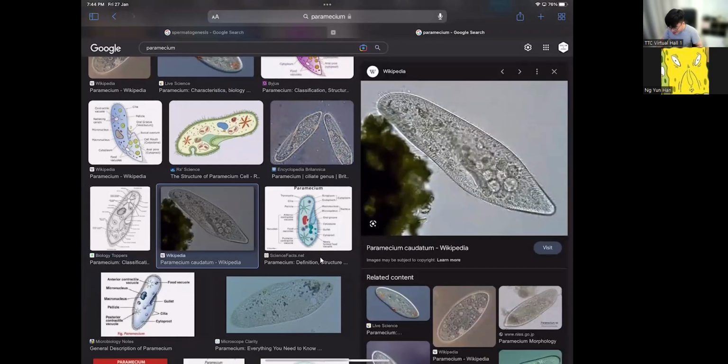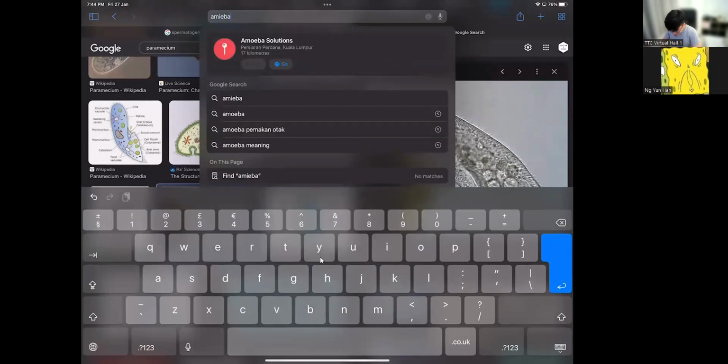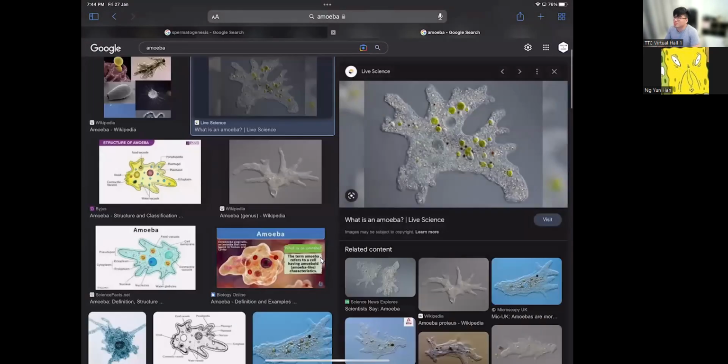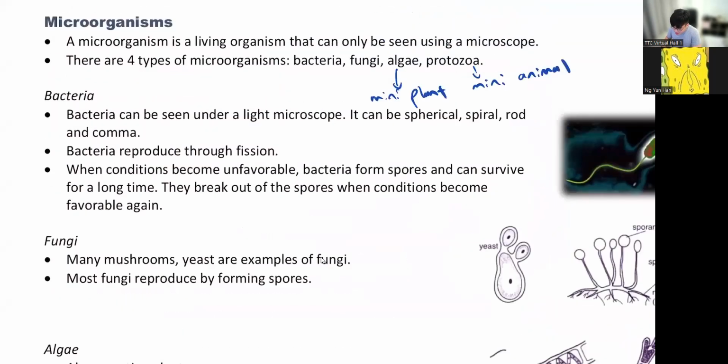And then they have their friend here, which is amoeba. Okay, amoeba. There it is, also happily swimming in water. They're just tiny animals, minding their own business. They won't harm you or anything. When you drink them, they're just going to die anyway. Your stomach is just going to kill them. So these four are your microorganisms, your tiny living things.